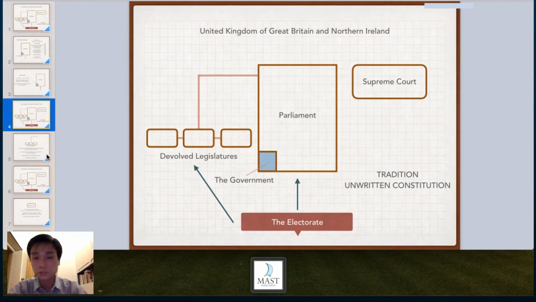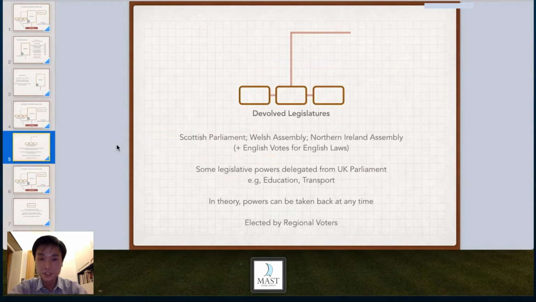So let's move on to devolved legislatures. The UK is split into four regions: Scotland, Wales, Northern Ireland, and England. And in recent years, each of these regions, which are actually separate countries, have been wanting more power. And so the government has responded, and they've created three different legislatures for Scotland, Wales, and Northern Ireland. These are the Scottish Parliament, the Welsh Assembly, and the Northern Ireland Assembly.